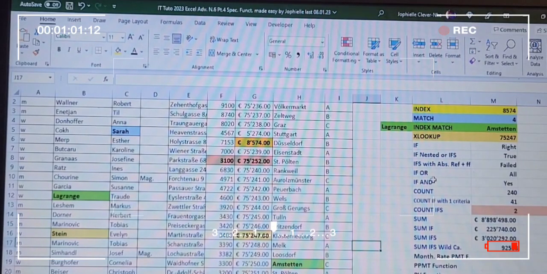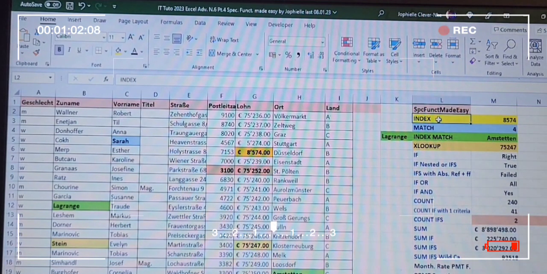Yes, back to our wonderful table. Okay, we have already performed so many special functions together. We started with index and until some ifs with wildcard right here. These are like 18 functions already.